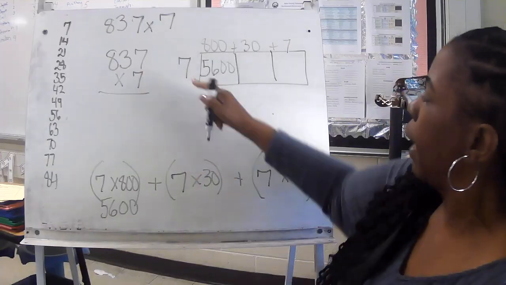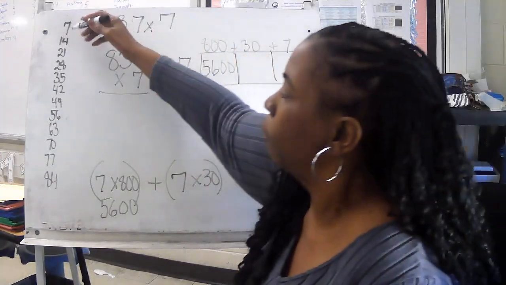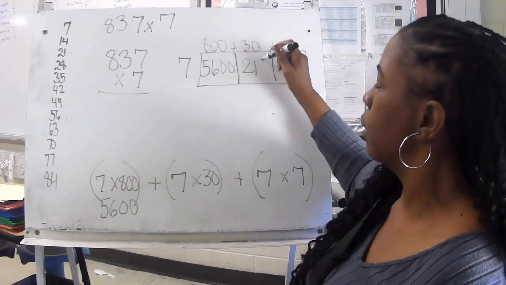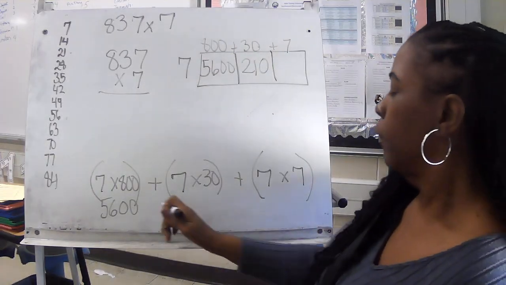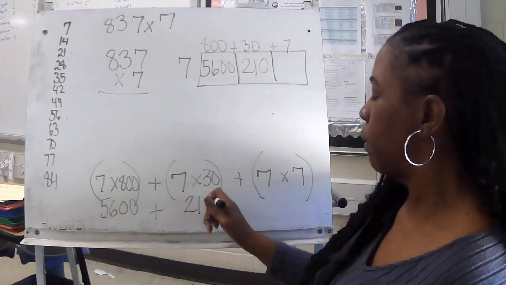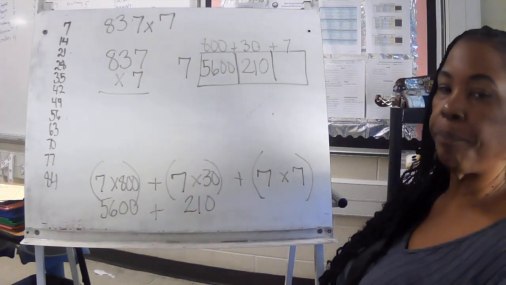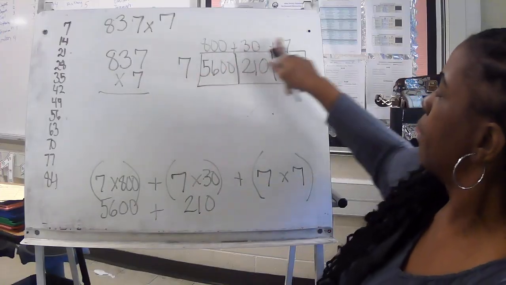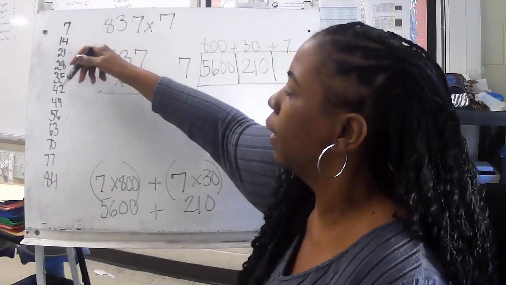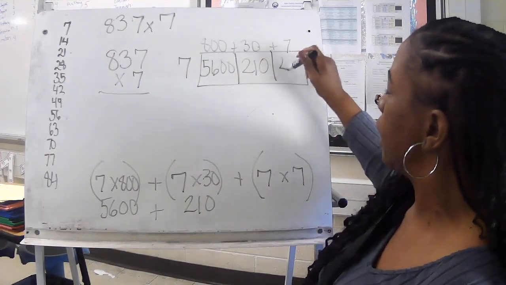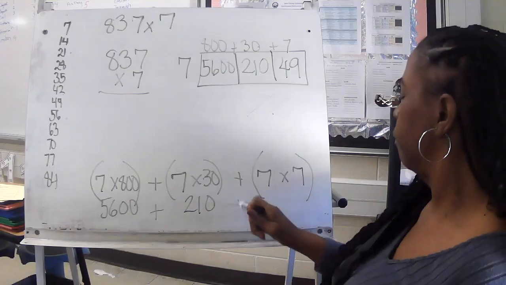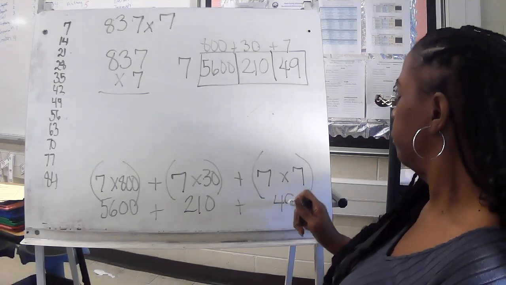Okay, now we have 7 times 3. Let's go down 3. 1, 2, 3. That gives me 21. How many zeros? That 1 zero drops down. Plus here we have 7 times 3. 21. How many zeros? Drop that down. Next, 7 times 7. So we're going down 7. 1, 2, 3, 4, 5, 6, 7. That's 49. Any zeros? No. There's no zeros here. 7 times 7. 49.